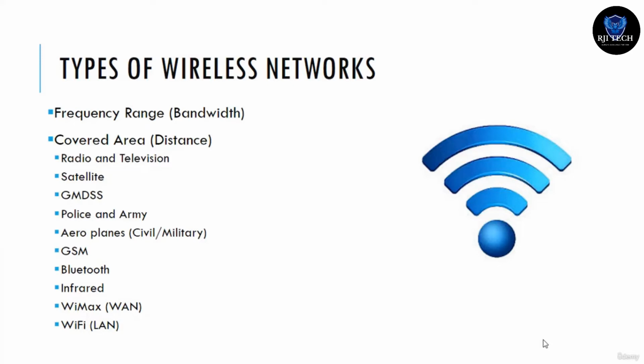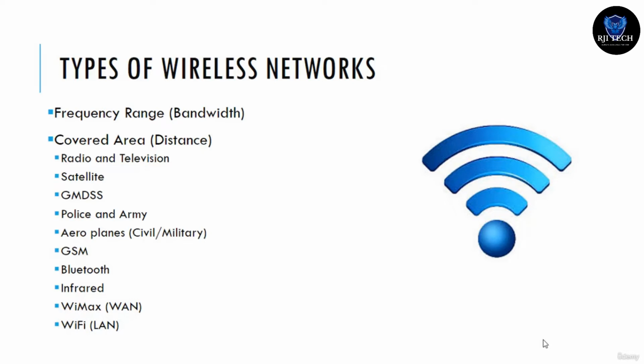Now let's take a look at the wireless network types. We have several types of wireless networks that are used in communications. So our course will focus on the Wi-Fi network, but we can explore some types of wireless networks that can be used in connecting devices and communicating them to the internet.